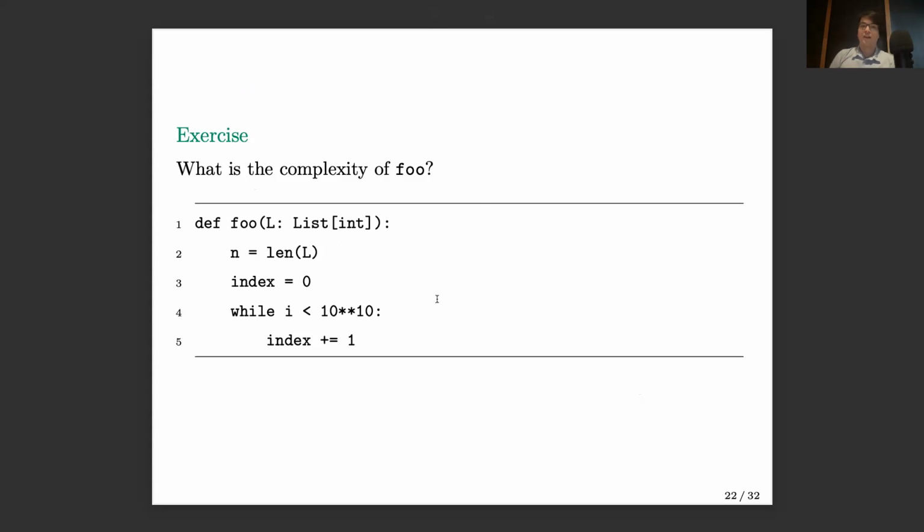n is equal to the length of the list. Index is equal to 0. While index walks to 10 to the power of 10. That's a huge number. How many assignments? How many comparisons? How many assignments? n? How many comparisons are we doing here?